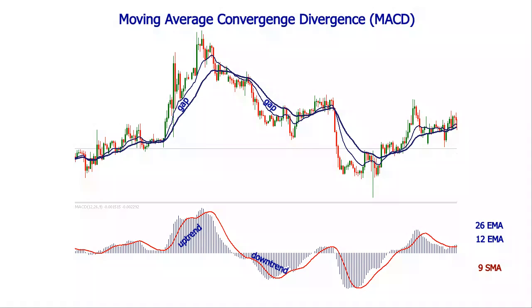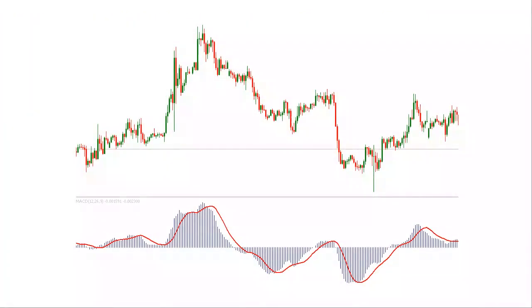Its second component is a 9-period simple moving average of the other component's values. Because it is a simple moving average, not an exponential moving average, the signal line tends to describe a smoother curve. One of the most common strategies is to look for crossovers.